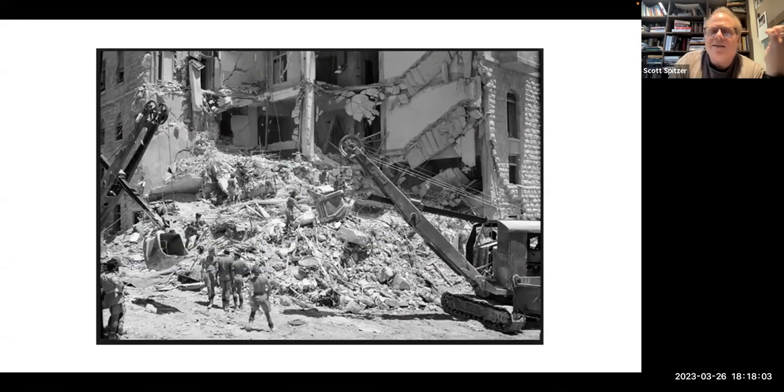Now, the idea was there was not going to be anybody there. They decided to blow up the King David Hotel, which was where the British administrative offices are for the mandate, when no one's there. But unfortunately there were quite a few people there, and 91 British people are killed, including Jews, including Arabs who are working there.